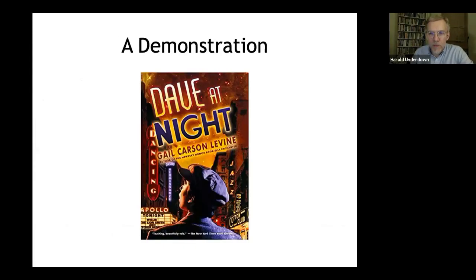You can use the grid, by the way, not only with your own manuscript, but it can be an interesting tool to work on a published book as a way of helping you see what the writer is up to. So for this demonstration, I picked out Dave at Night, a novel by Gail Carson Levine that I'd actually, many years ago, had some contact with when I was an editorial assistant and when it was still in an early version. So I feel a kind of personal connection to this story.